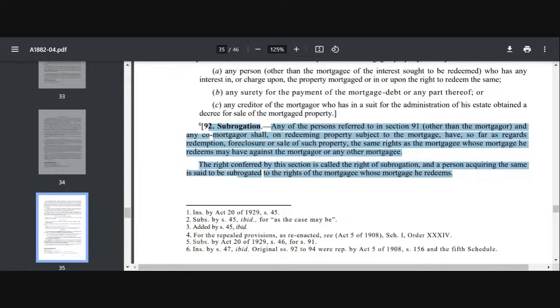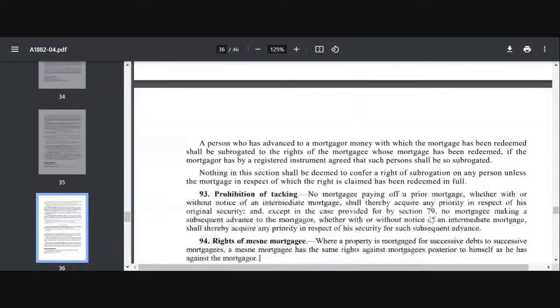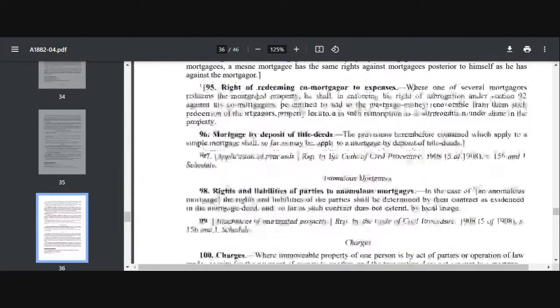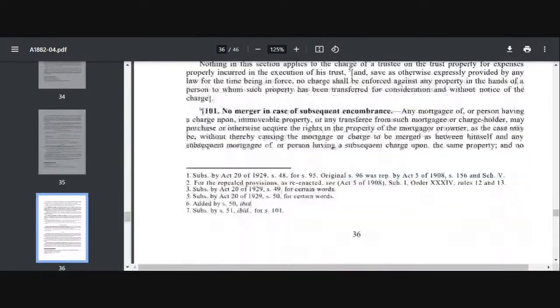Then we have 93, which is prohibition of tacking. Now tacking, if you see, means uniting one thing with the other. So tacking means you are annexing a security with another security. Okay, so here that is prohibited. Then we have other sections also which you just read.